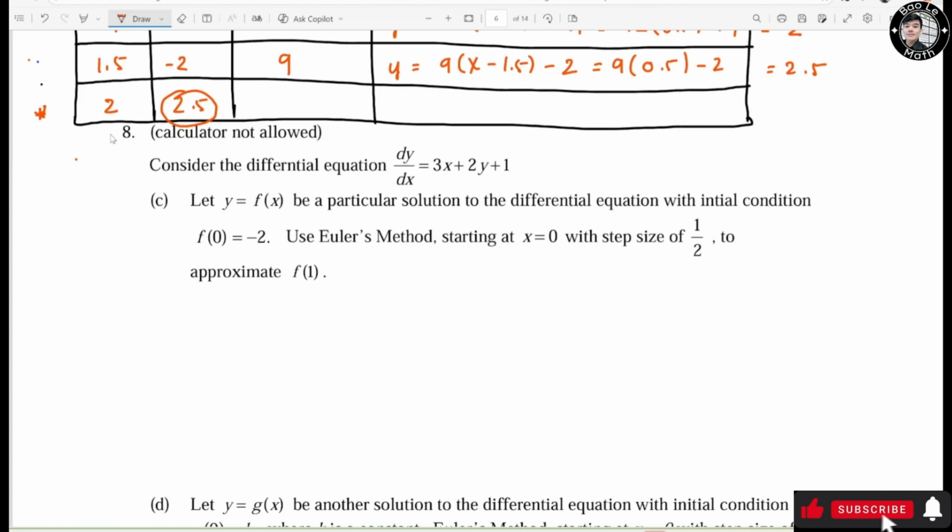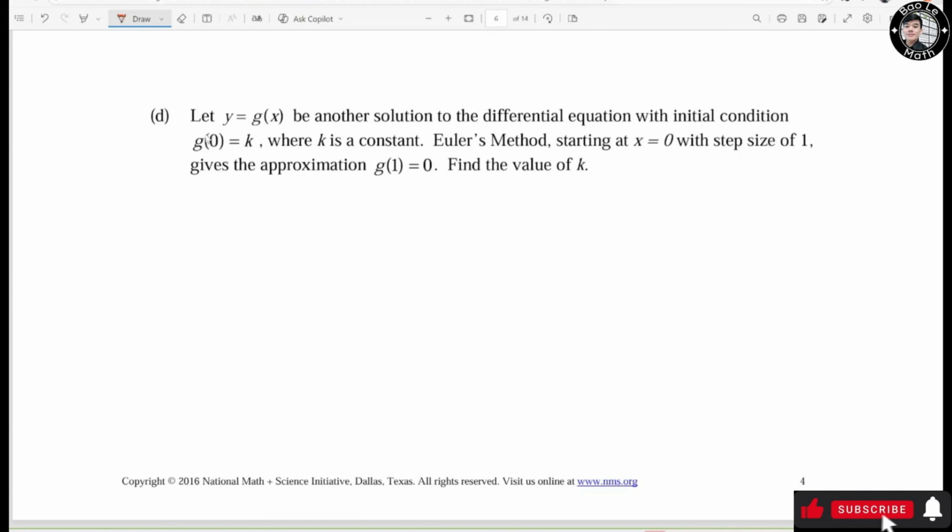Now question 8 is similar to question 7. I'm going to leave this one for you to practice. The answer is -23 over 4.